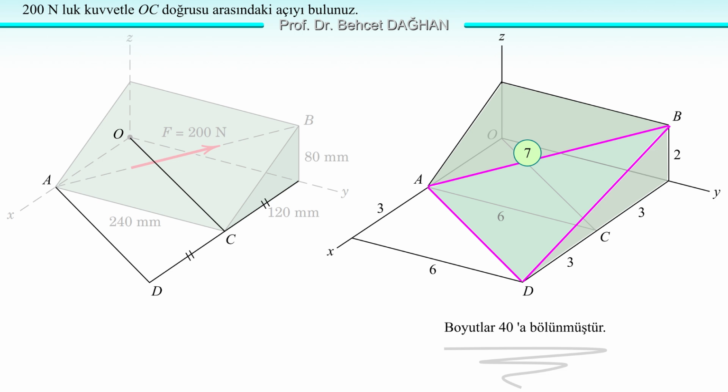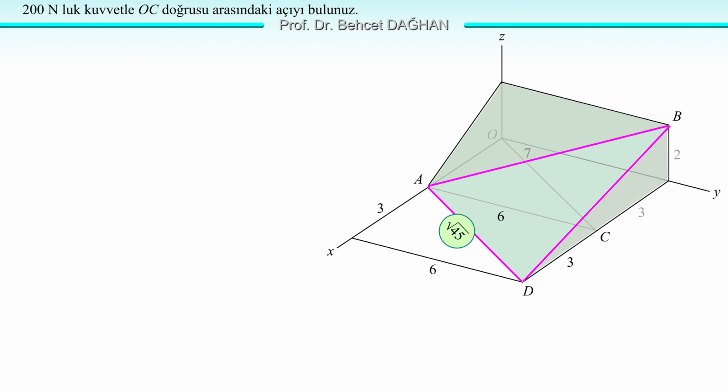Side AB is 7 if we divide 280 by 40. We find side AD using the Pythagorean theorem. One of the sides of the right triangle is 6 and the other is 3. Therefore, the hypotenuse is square root 45. The other side is side DB. That is also a hypotenuse. The base of that right triangle is proportional to 6, and its height is proportional to 2. This also makes square root 40.